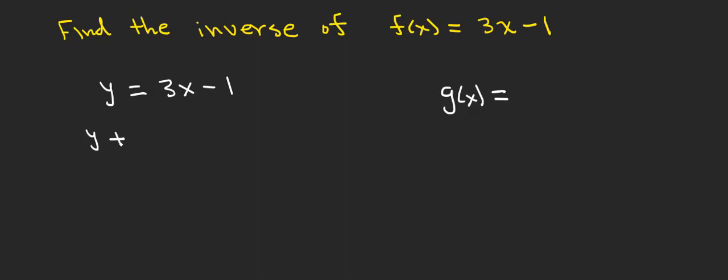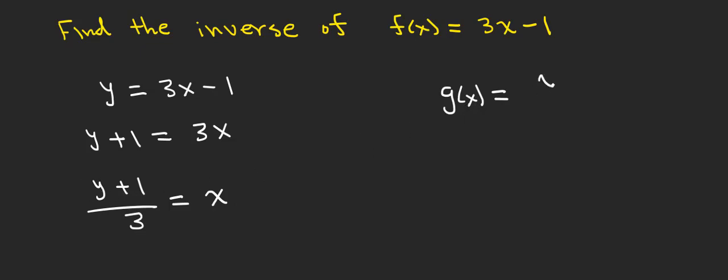So you add 1 to both sides and divide both sides by 3. So you get x equals y plus 1 over 3. So what you need to do now is this becomes g of x, and instead of y you have to just put x.